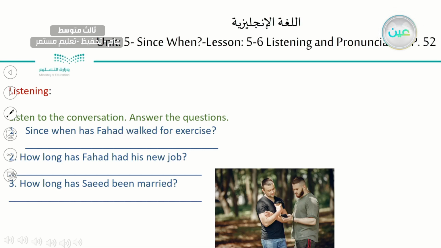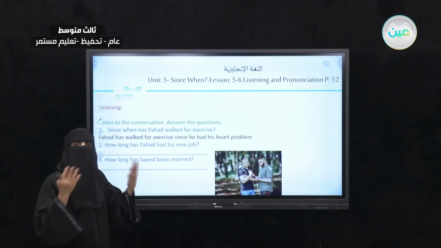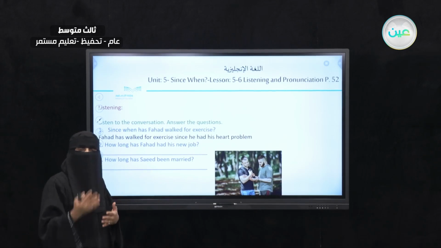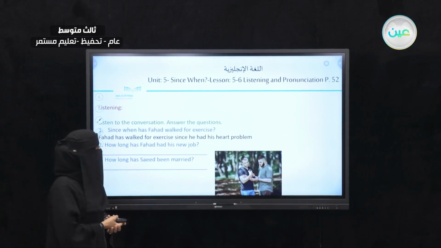It's mentioned. What do you think the answer is? Excellent. Fahad has walked for exercise since he had his heart problem. He had a heart problem, then he changed his lifestyle. He started walking. He stopped smoking. He made arrangements in his life.